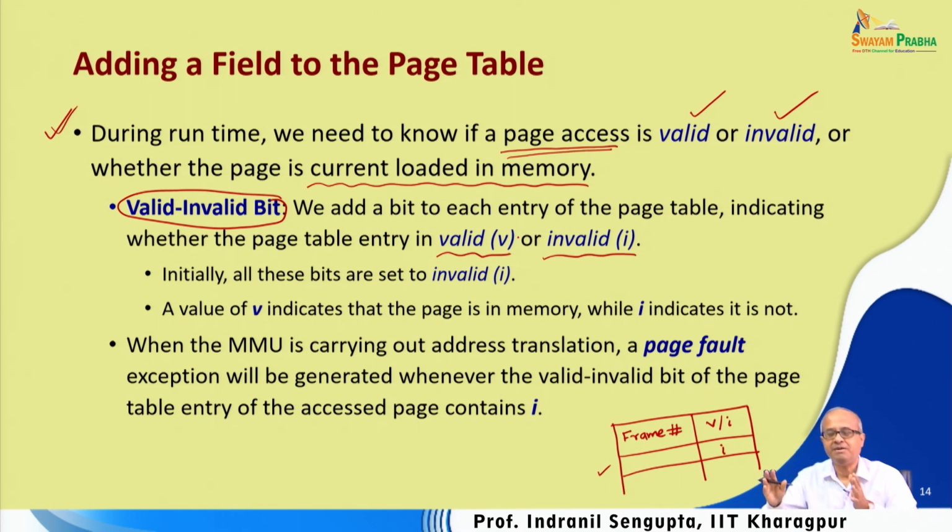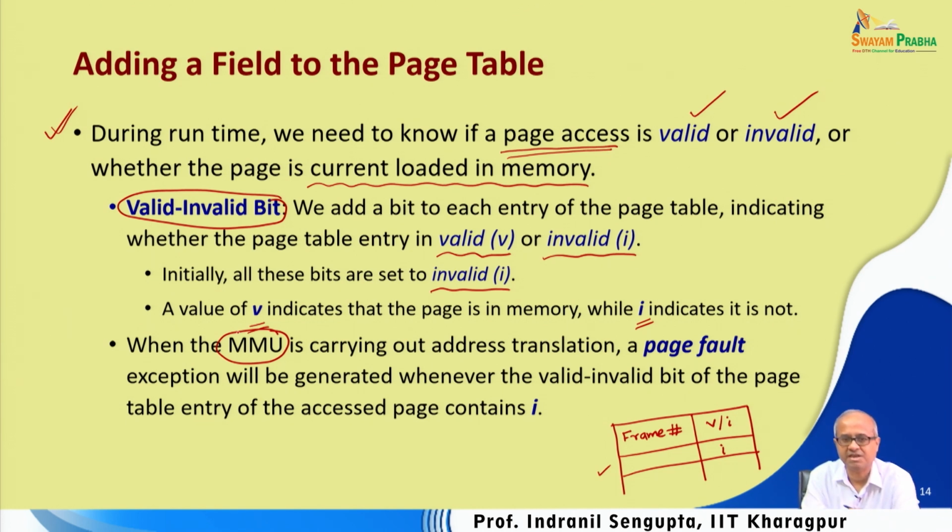Initially, before a process starts execution, all the bits are invalid because none of the pages are loaded. Now, as the pages get loaded one by one, some of the bits change from I to V, they become valid. The value V indicates that the page is currently in memory, while invalid I indicates it is not in memory.